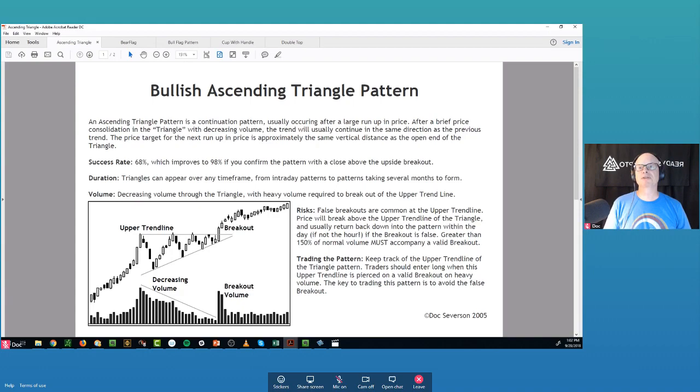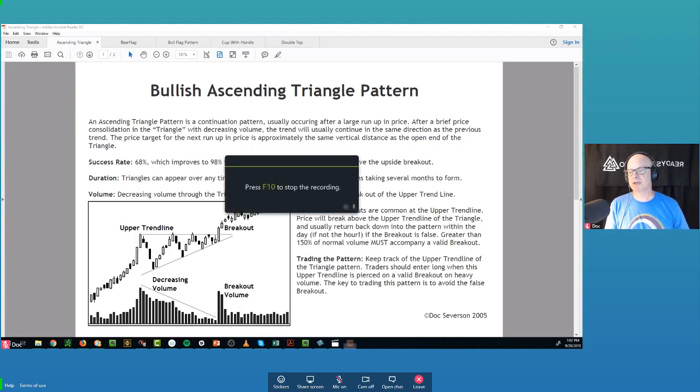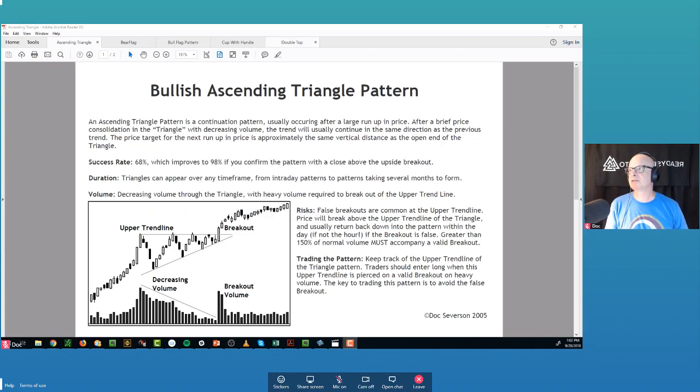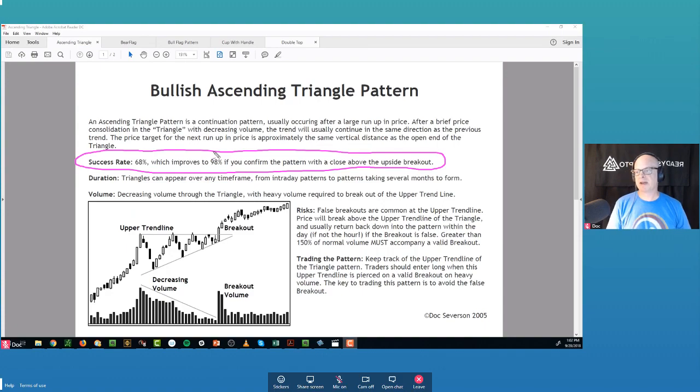Let's do this. I'm going to get out my magic drawing pen and get a little annotation going here. What I want to call your attention to is this thing right here, success rate. For each one of these, I have an associated success rate for each of these patterns.